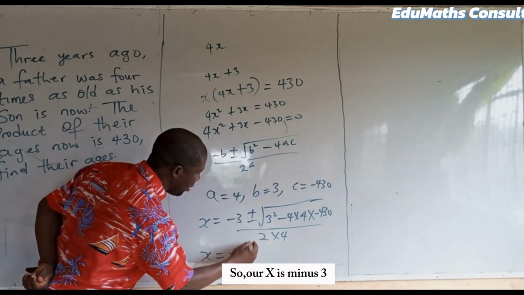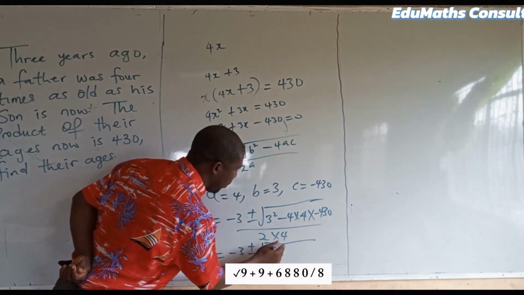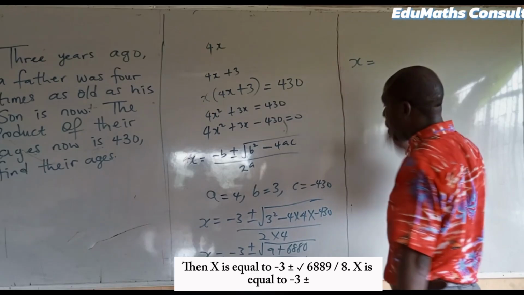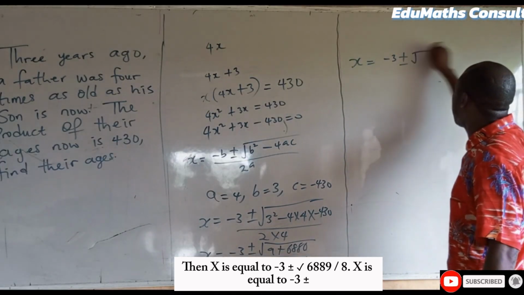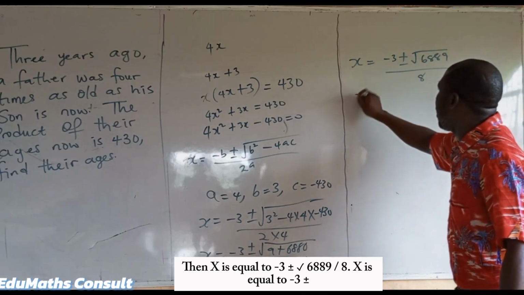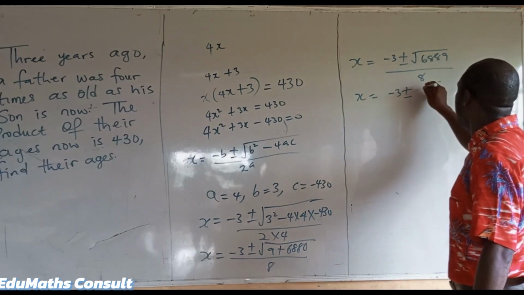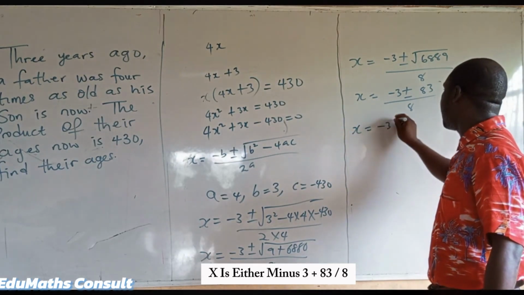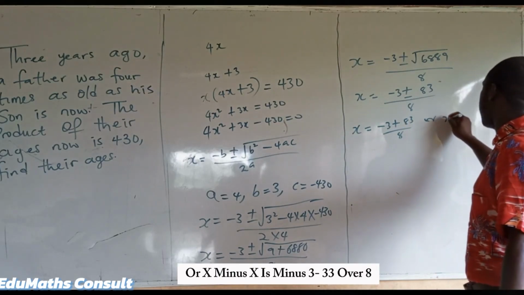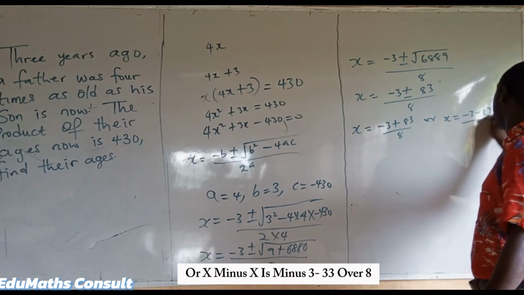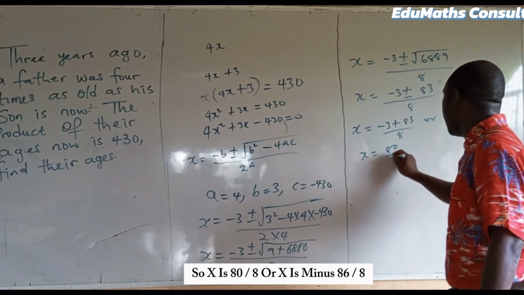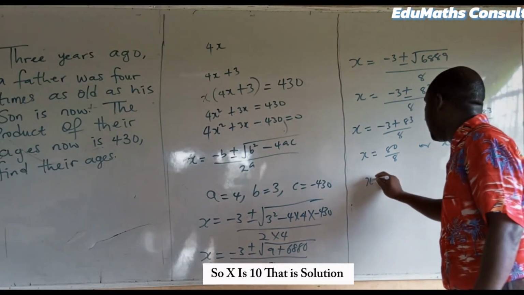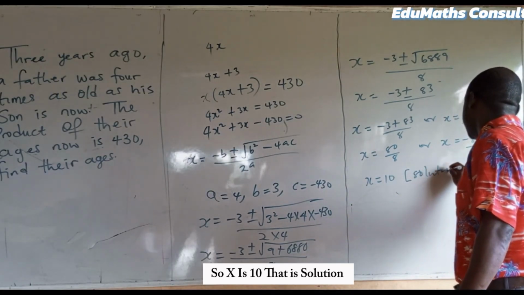So our x is minus 3 plus or minus the square root of 9 plus 6880, over 8. Then x is equal to minus 3 plus or minus the square root of 6889, over 8. x is equal to minus 3 plus or minus 83, over 8. From here, you see there are two values for x. x is either minus 3 plus 83 over 8, or x is minus 3 minus 83 over 8. So x is 80 over 8, or x is minus 86 over 8. So x is 10. That's the solution.